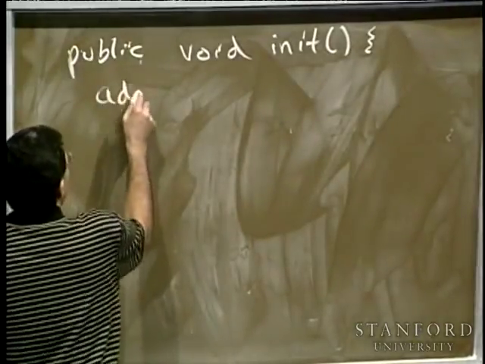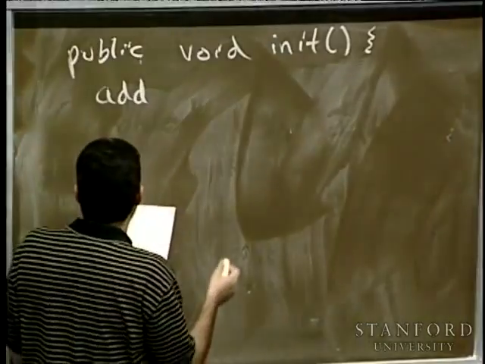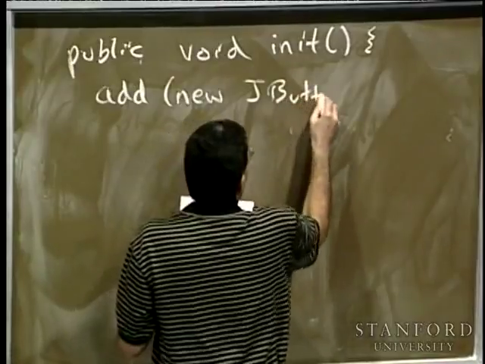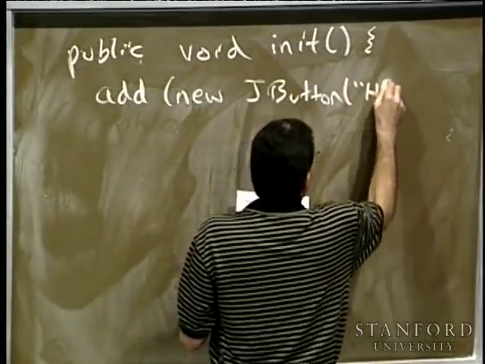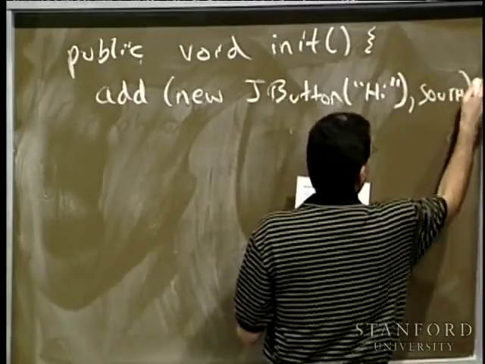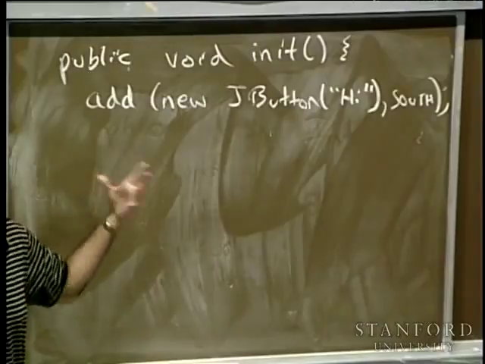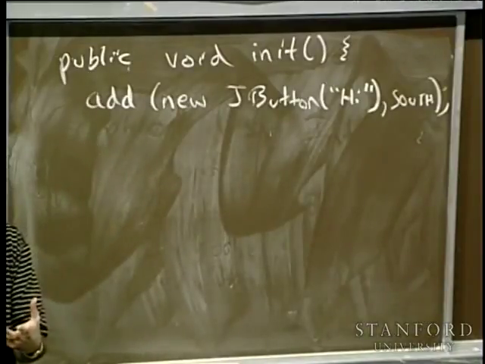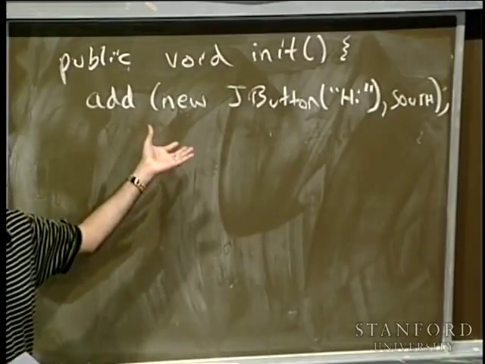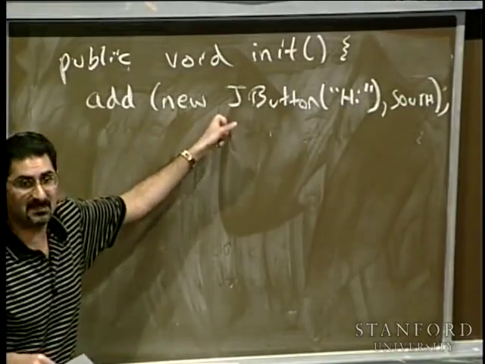So what I'm going to do is just a shorthand. I'm going to do the construction and the add all in one line so you see that. Add new JButton with the label "hi" to the SOUTH region. Okay? So all I've done is I don't have a variable to keep track of this JButton anymore. I just kind of create it and add it. Just like you may have done with some graphical objects when you created them and added them immediately to the canvas, we're doing the same thing here because we don't need some variable to keep referring to this button.